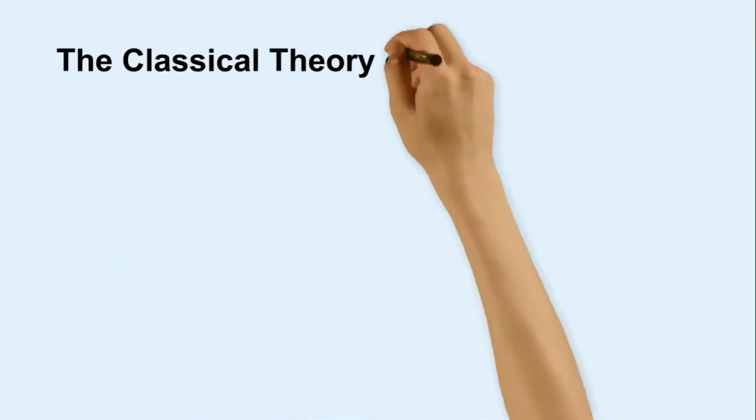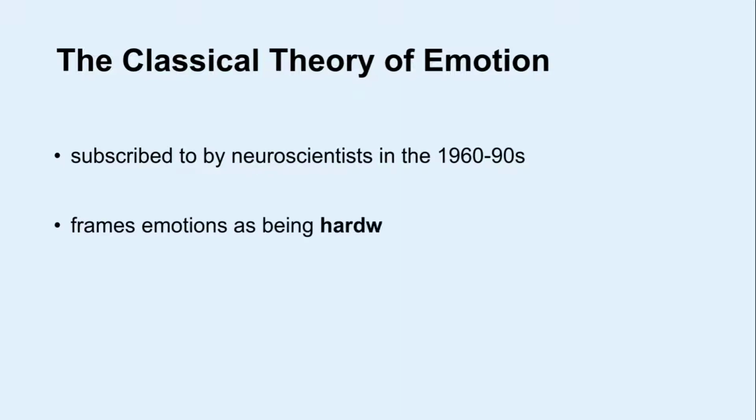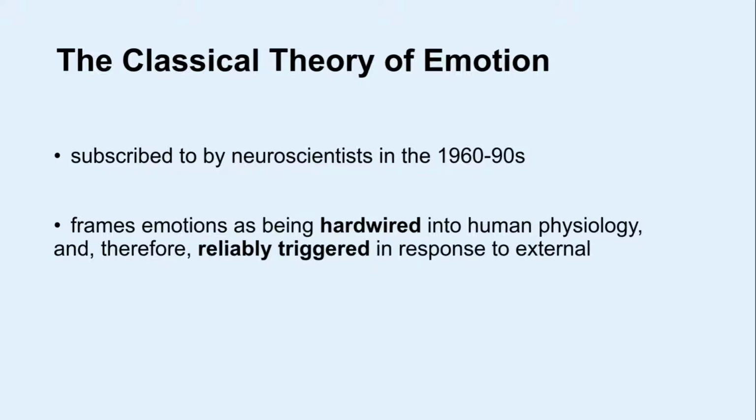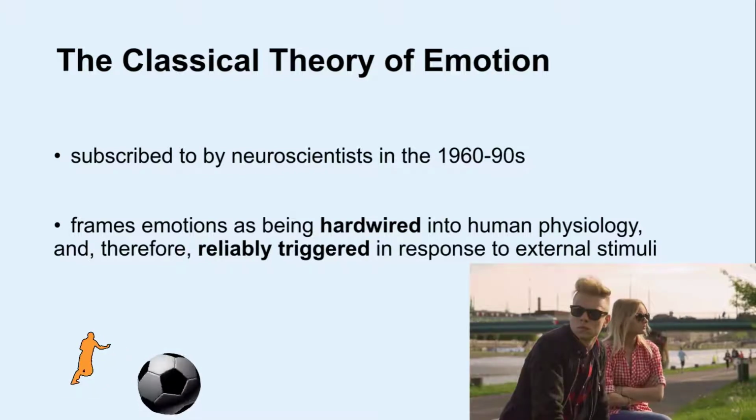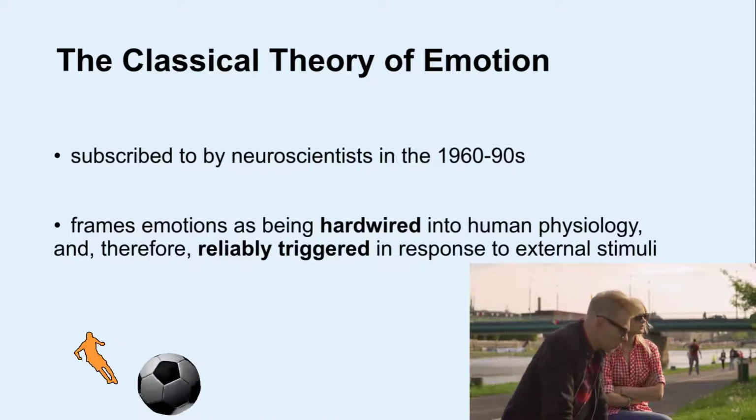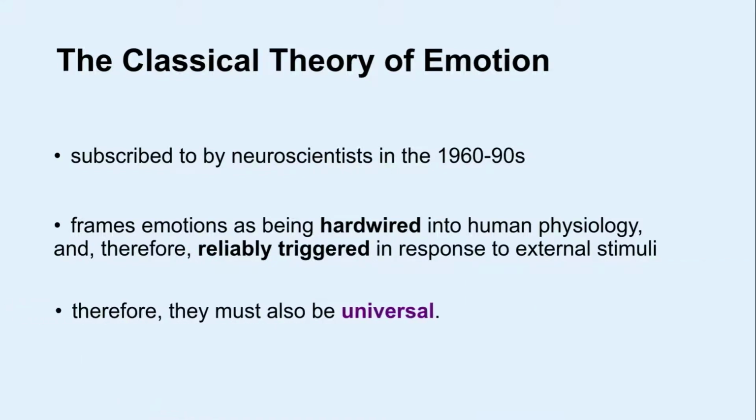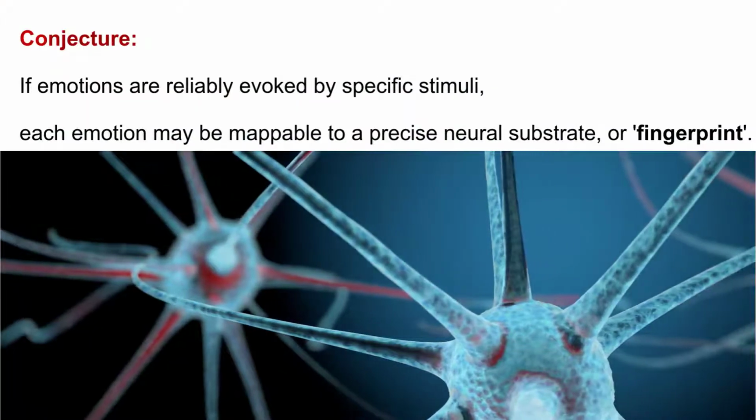Before we begin though, we need to look at the classical theory of emotion, which prevailed up until the late 1990s. It essentially depicts emotions as being firmly hardwired into human physiology and therefore elicited in a very predictable way in response to specific external stimuli. For example, always feeling fear upon seeing guard dogs, or always feeling instances of regret after having difficult conversations with loved ones. In line with this, we'd expect emotions to be fairly universal, with individuals across different cultures and social circles experiencing a similar range of emotions.